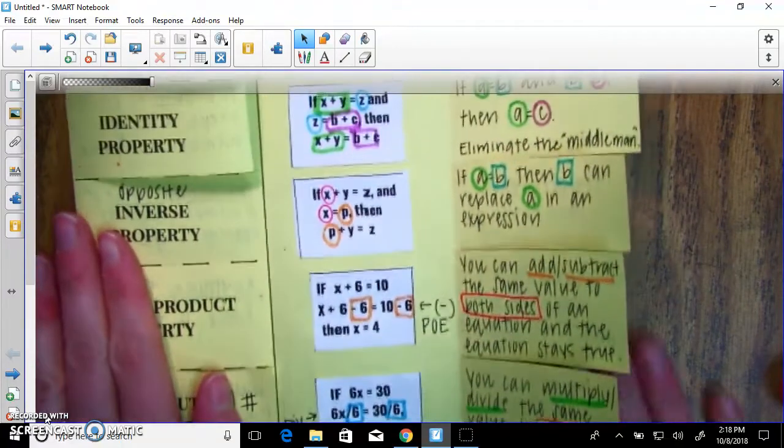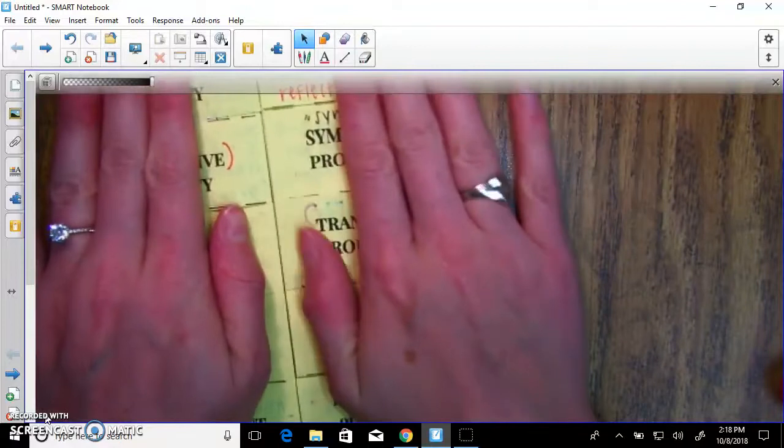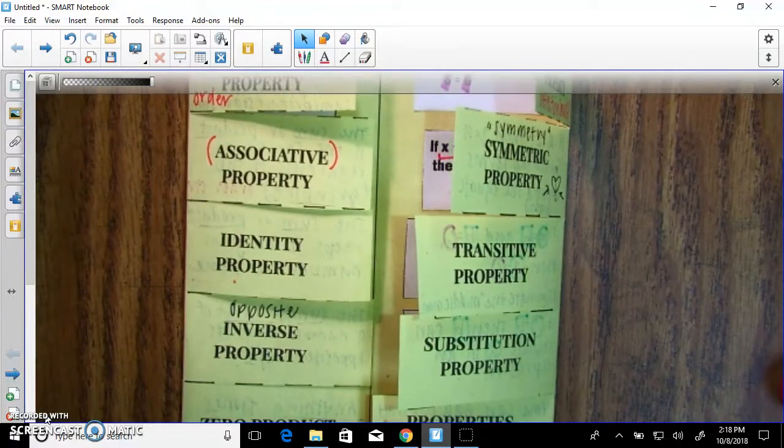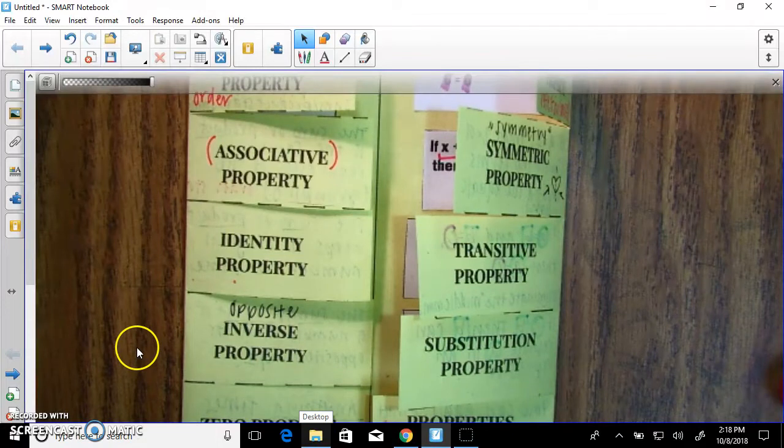So these are all of our new vocabulary terms. So once you have this, you're going to flip it over, you're going to glue the back of this and stick it in your notebook for safekeeping. You don't want to lose this because you're going to use it for studying and doing your practice activities for this unit.